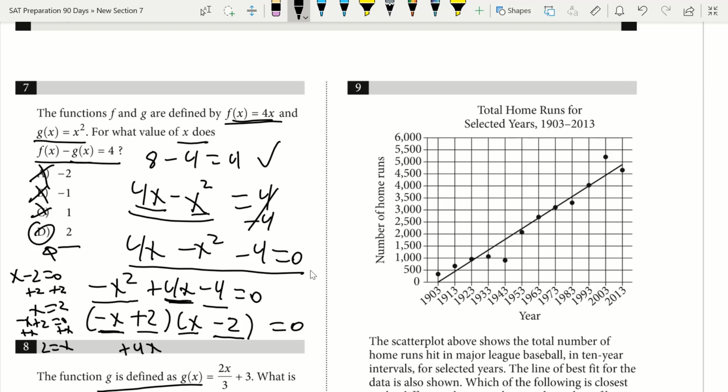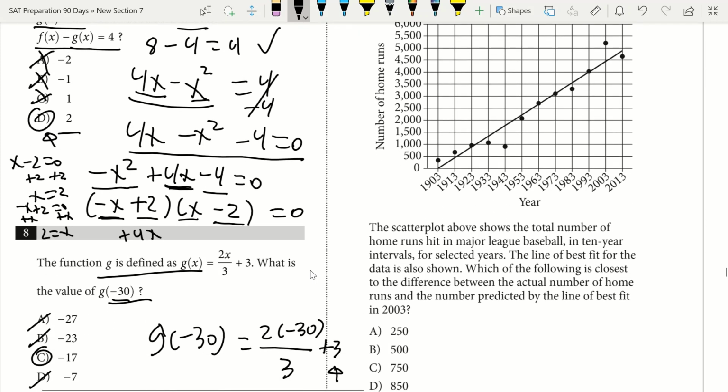So we have question 9. We got total home runs for selected years from 1903 to 2013. So I see home runs is the y-axis, year is the x-axis. The scatter plot above shows the total number of home runs hit in Major League Baseball in 10-year intervals for selected years. The line of best fit is also shown. Which of the following is closest to the difference between the actual number of home runs and the number predicted by the line of best fit in 2003?